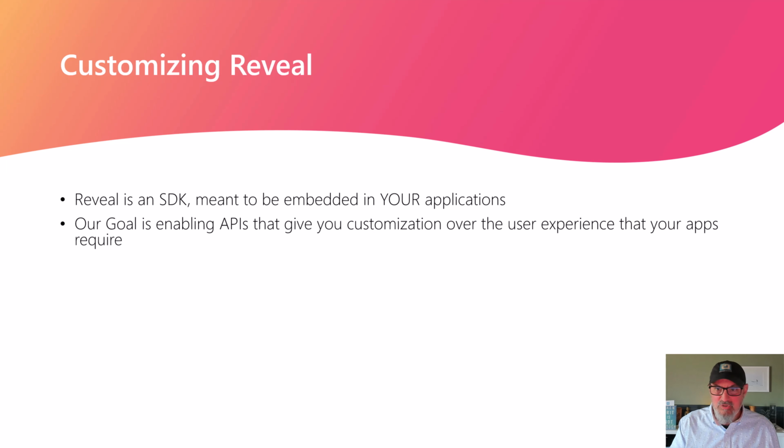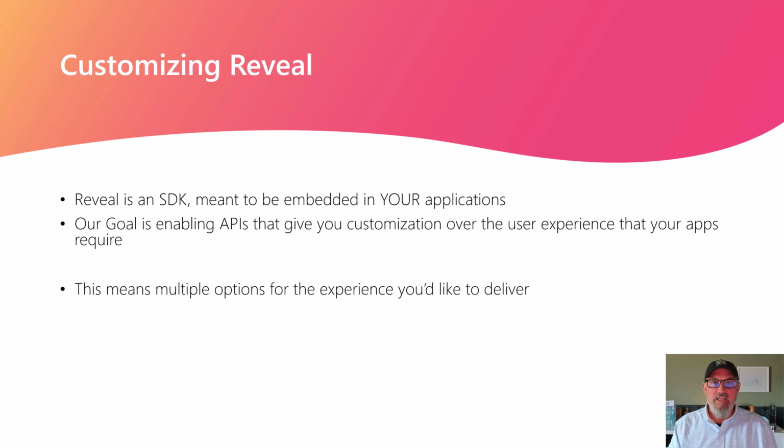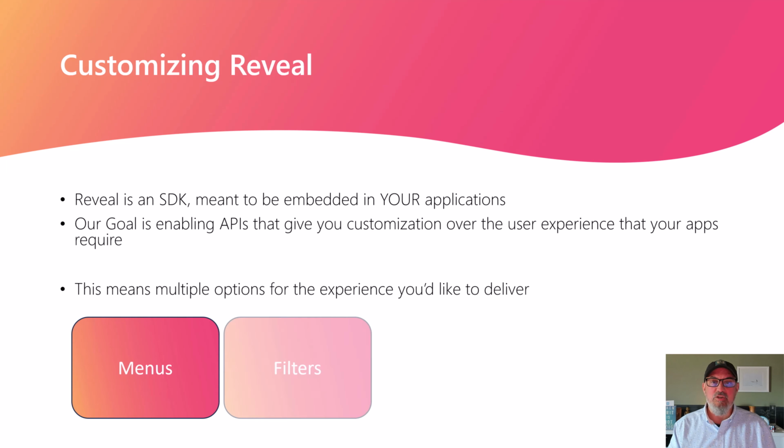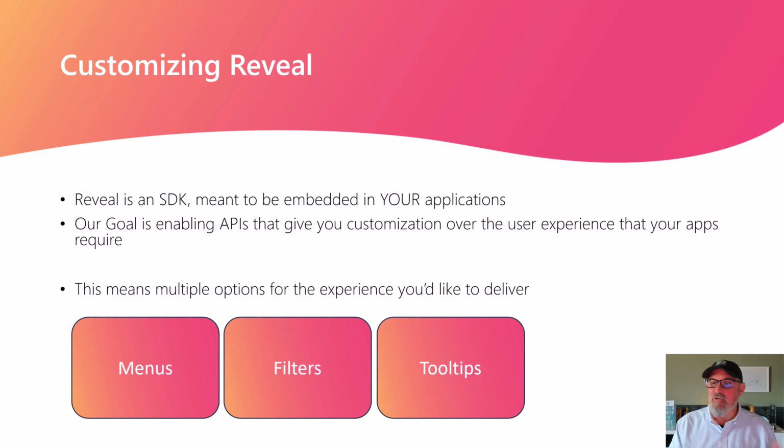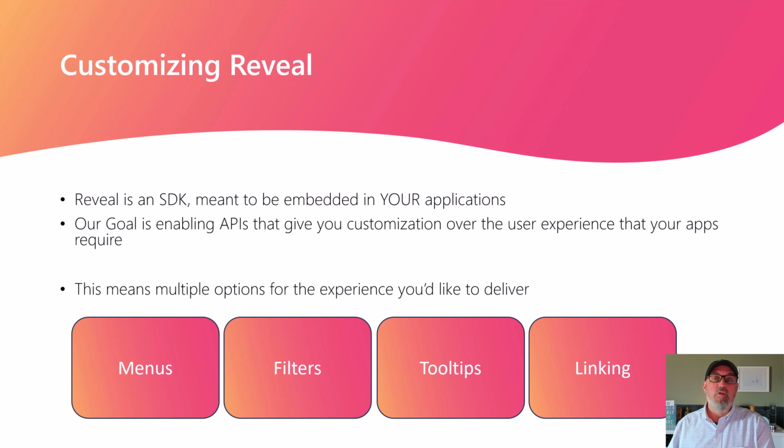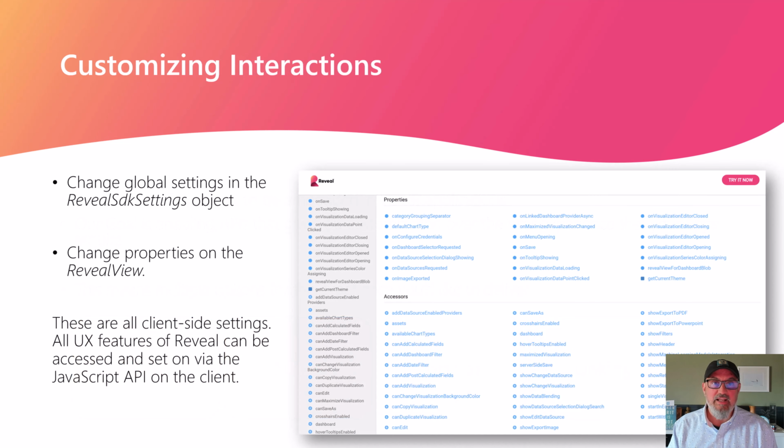There's so much stuff on YouTube about customizing the Reveal API. We're going to do a few different ones today that we really haven't gotten into before, but at the same time, we have a ton of samples already on GitHub that I'm going to show you where you can just go grab these samples and get working immediately. So this means multiple options for the experiences that you'd like to deliver. How do I customize menus, filters, tooltips, linking, all of the things that change how your users will interact with your application. All of this is available in that client-side API.